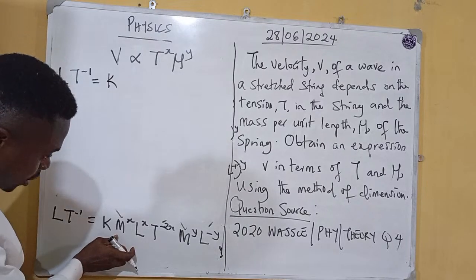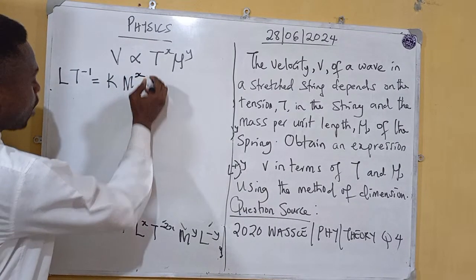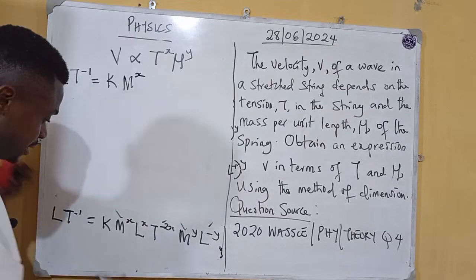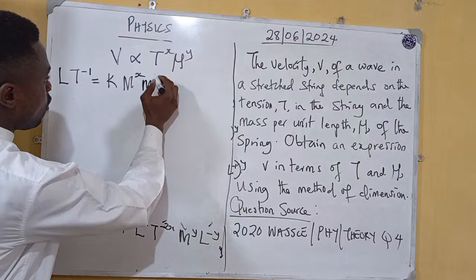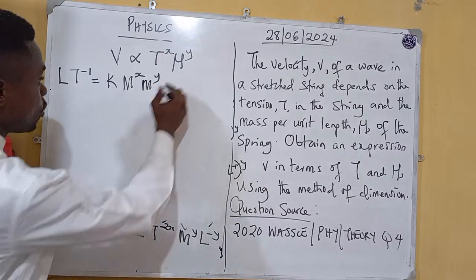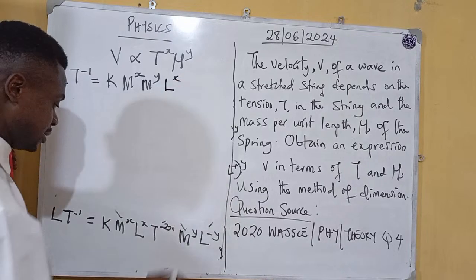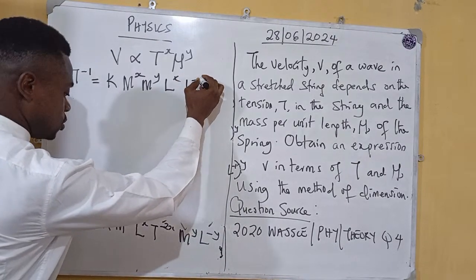This is M. Is there another M here? So this M raised to power X. Remember the law of indices, M raised to power X times M raised to power Y. Don't worry, we'll come there. We collect like terms together. We have L raised to power X times L raised to power minus Y.